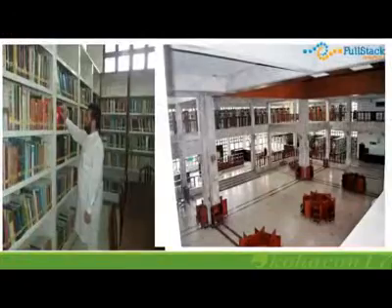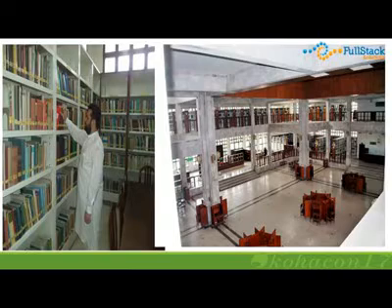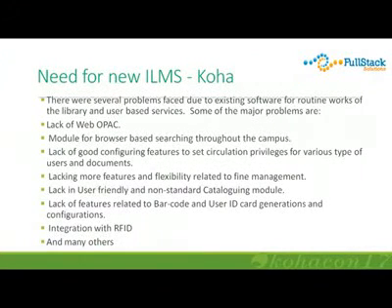They faced some problems, so they were thinking of changing from Vinysys to Koha. Several problems were faced due to the existing software for routine work, library and user-based services. Some of the major problems are lack of a web OPAC module for browser-based searching throughout the campus, lack of good configuration features to set circulation privileges for various types of users and documentation, lack of feature flexibility related to file management, user-unfriendly and non-standard cataloging modules, lack of features related to barcode and user ID card management, and no integration with RFID, and so on.